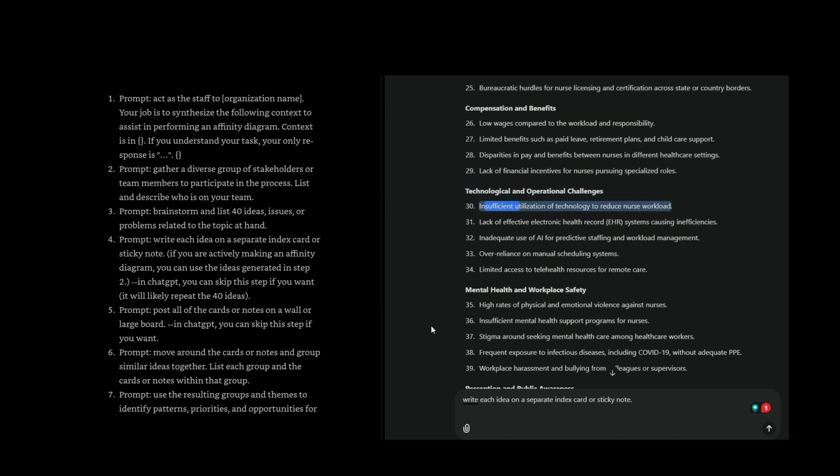Technological and operational challenges. Insufficient utilization of technology to reduce nurse workload. Lack of effective electronic health record (EHR) systems causing inefficiencies. Inadequate use of AI for predictive staffing and workload management. Over-reliance on manual scheduling systems. Limited access to telehealth resources for remote care, mental health, and workplace safety.